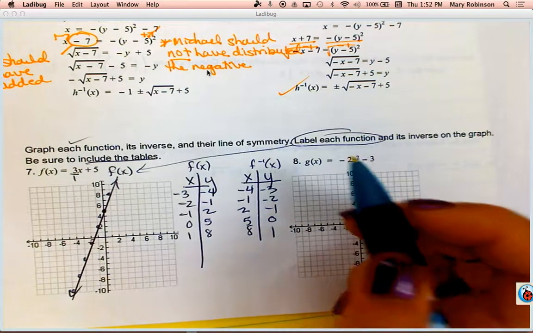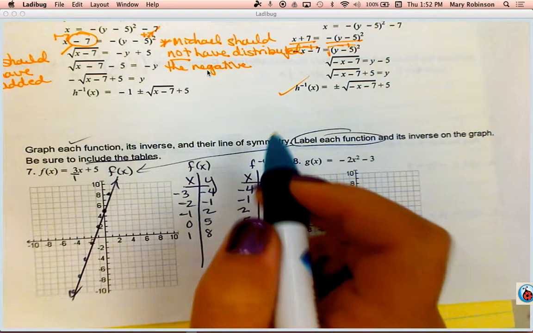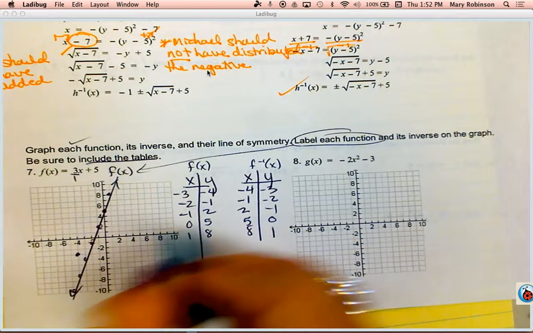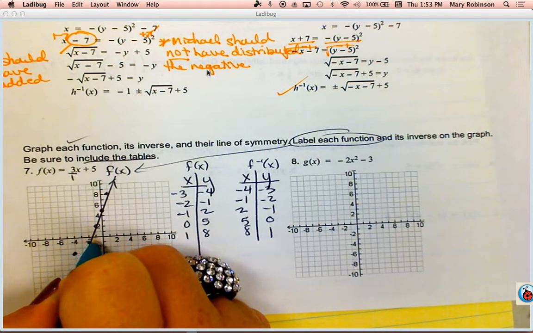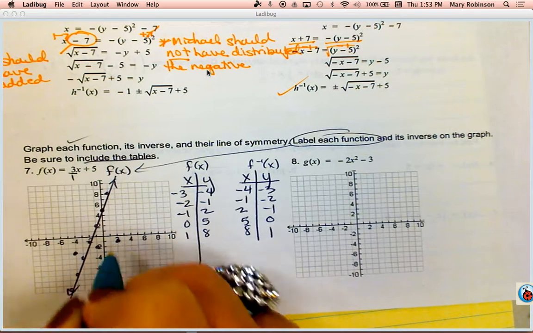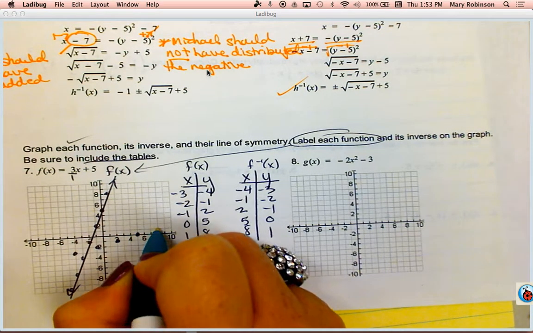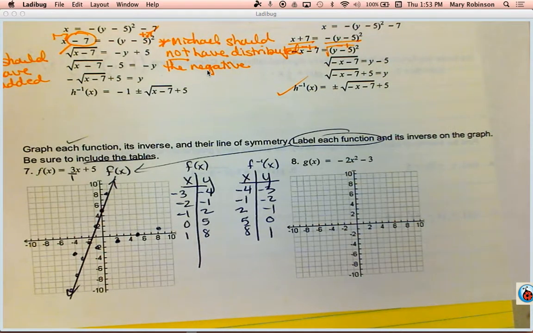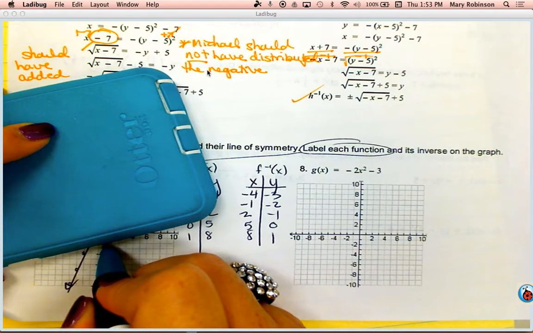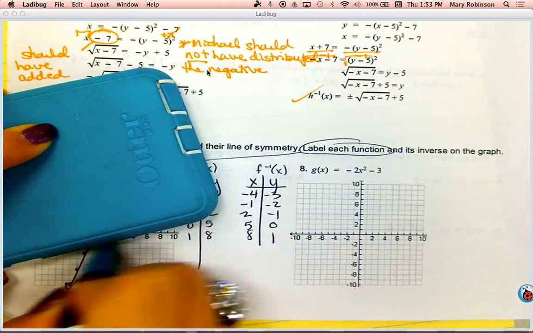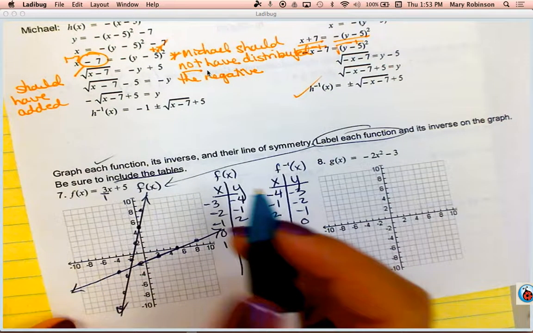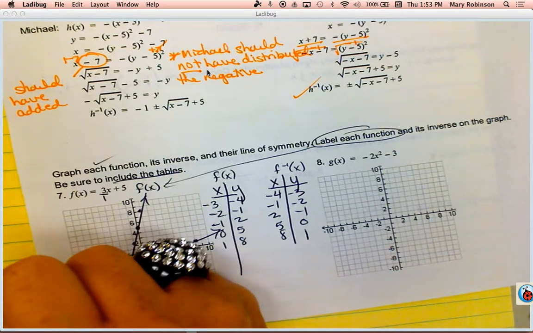So now that I have these ordered pairs, I'm going to graph them. So I've got (-4, -3), (-1, -2), (2, -1), (5, 0), and (8, 1). And I'm going to take my straight edge again, my phone, connect them to form my line. And of course I need to label, so I'm going to label this one f inverse of x.